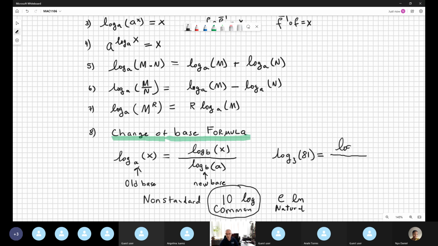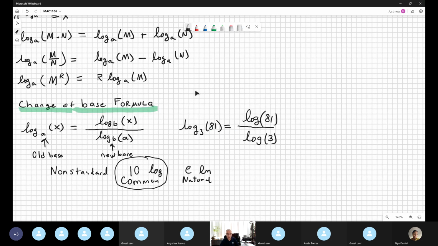The logarithm log of 81 is the same number. In this example, X is 81 and A is 3. So it is divided by logarithm base 3. Some students ask, can we use this? Of course we can use this. So this is 100% equivalent to ln 81 divided by ln of 3.